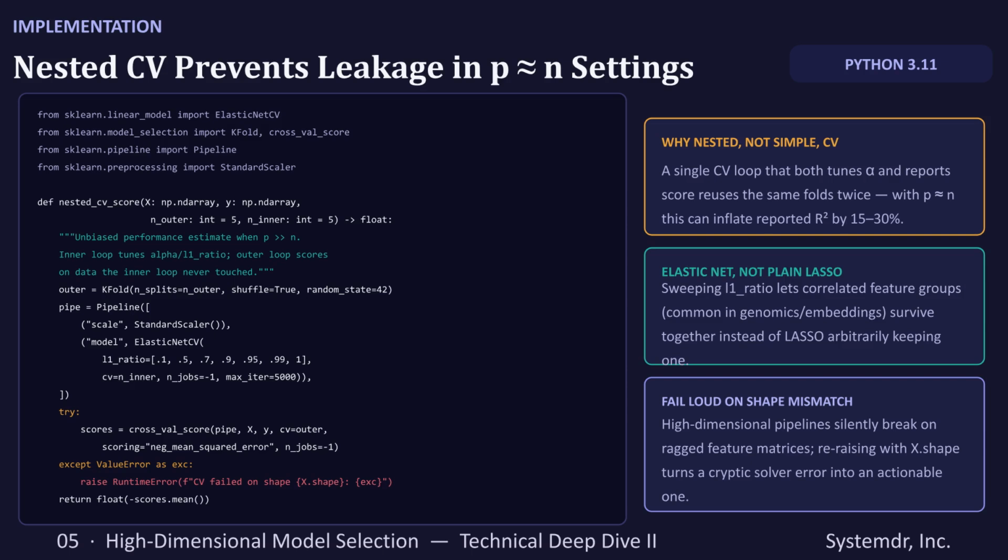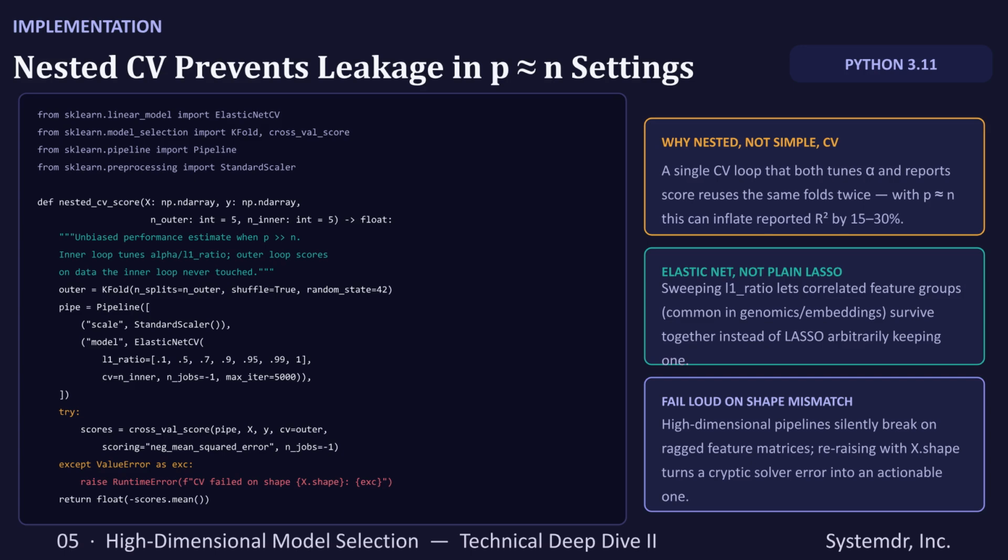That separation is the whole point. Why does this separation matter so much? If you use a single cross-validation loop that both tunes your hyperparameters and reports your final score, you're reusing the same folds twice. In a high-dimensional setting, that can inflate your reported R-squared by 15 to 30%. That's not a rounding error. That's the difference between a model you should ship and one you shouldn't.